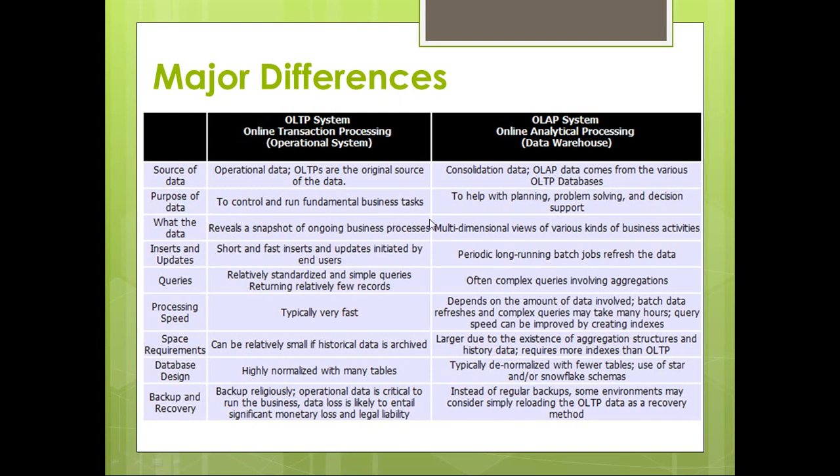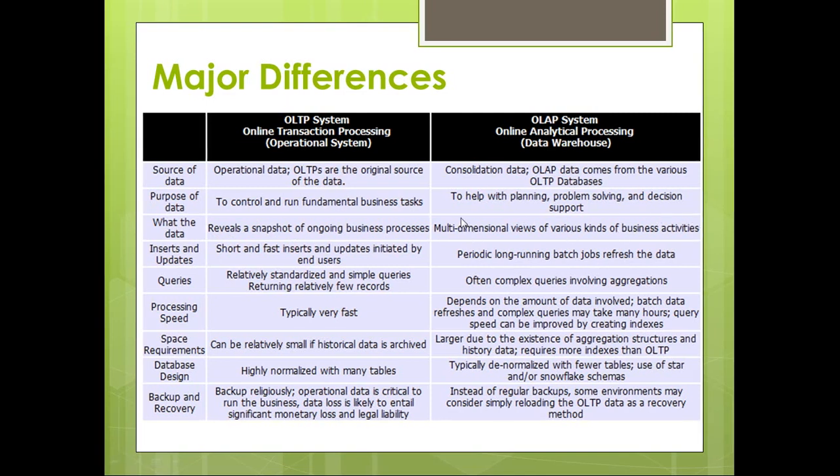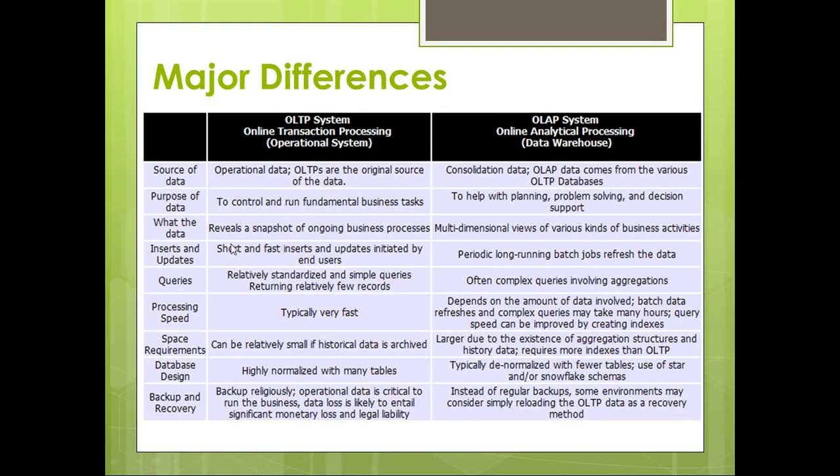OLTPs reveal a snapshot of ongoing business processes. So it's only a subset of the data. It changes over time, so it doesn't contain all the information at once. It only contains information for a particular moment. While OLAP contains a multidimensional view of the data, so it can track data over time and has multiple snapshots of the data at different time periods, and tracks different business processes based on the front-end database.